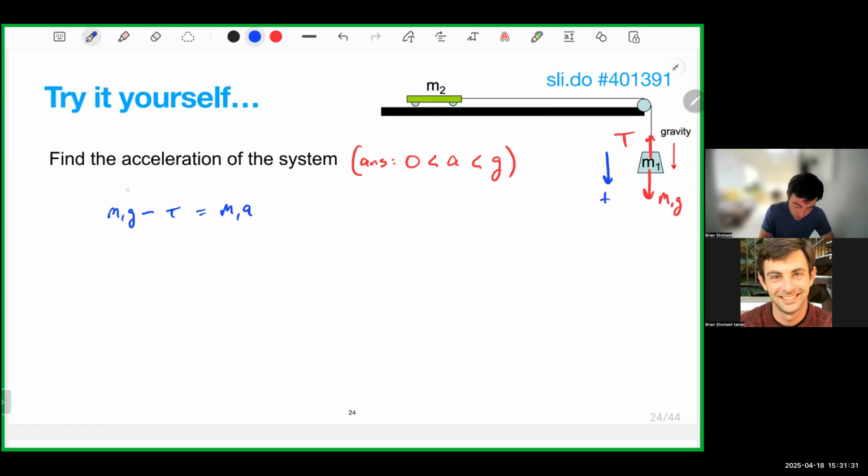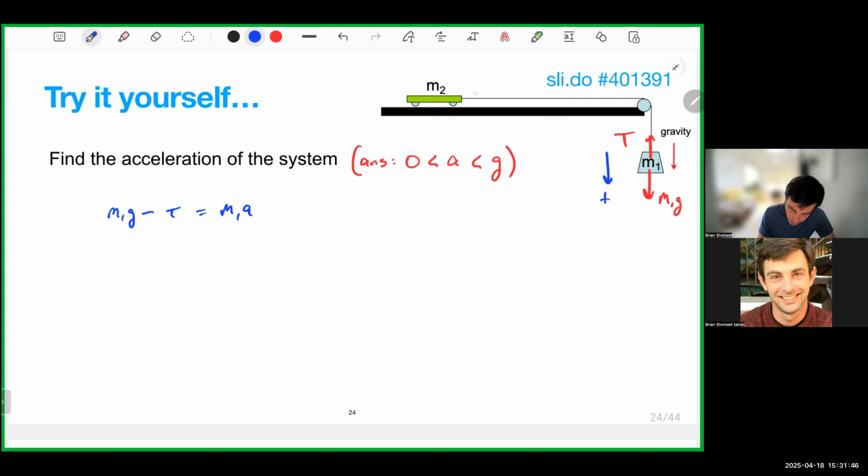So down is positive. That's why M1G was positive. And tension is in the negative direction here. That's why this came with a minus sign. So as long as M1G is bigger than tension, then you're going to have a positive acceleration, which makes sense.